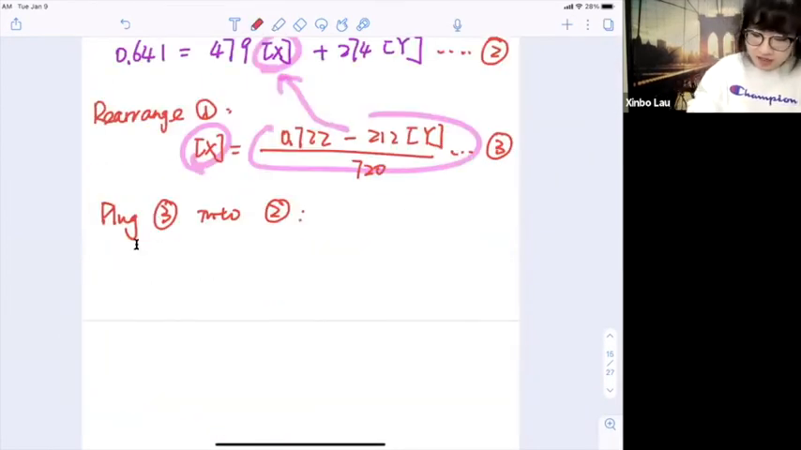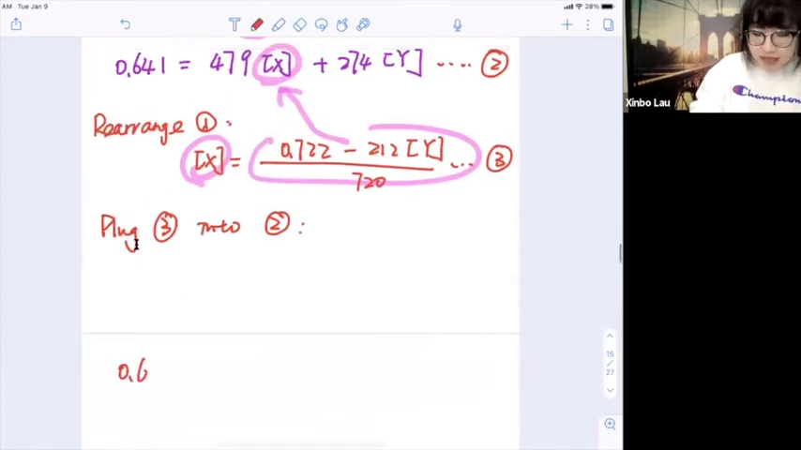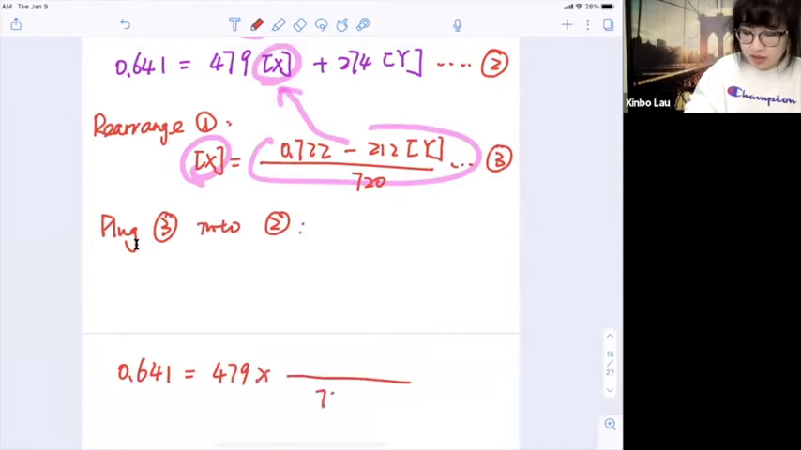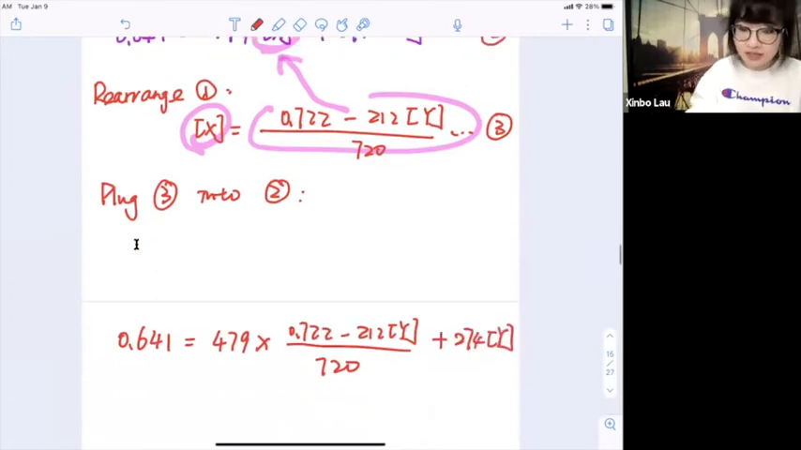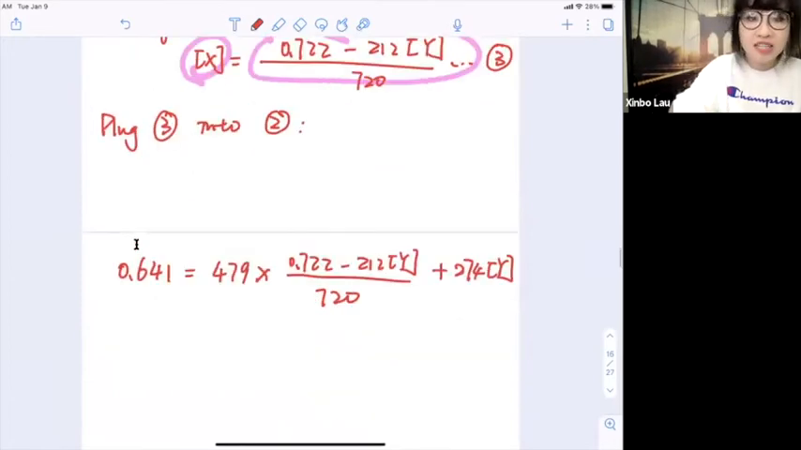So here's what I did. If you look at it, 0.641, now 479, I plug the whole thing in, right? So it's 720, that's 0.722 minus 212 times concentration of Y plus 274 concentration of Y. Then from this point, it requires careful calculation, in the sense that you have to make sure you have Y on one side and all the numbers on the other side. So please practice and you'll see how this works.